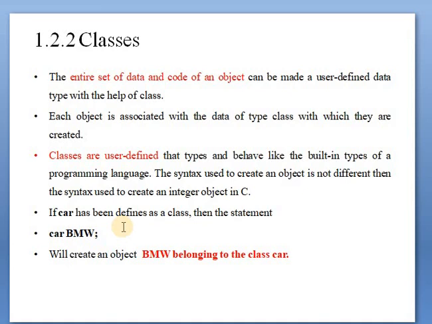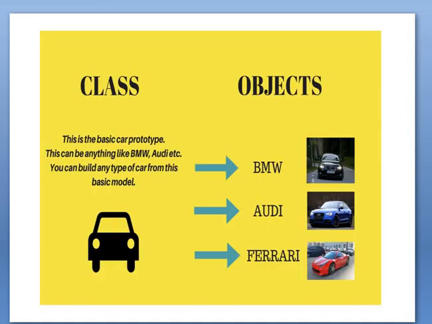For the clear understanding, we will see one example. See here, class and objects. So this is the basic car prototype. This is the basic car prototype having the 4 wheels, brake, accelerators, color. These are the different properties. This can be anything like BMW, Audi, etc. Here objects, BMW, Audi, Ferrari.